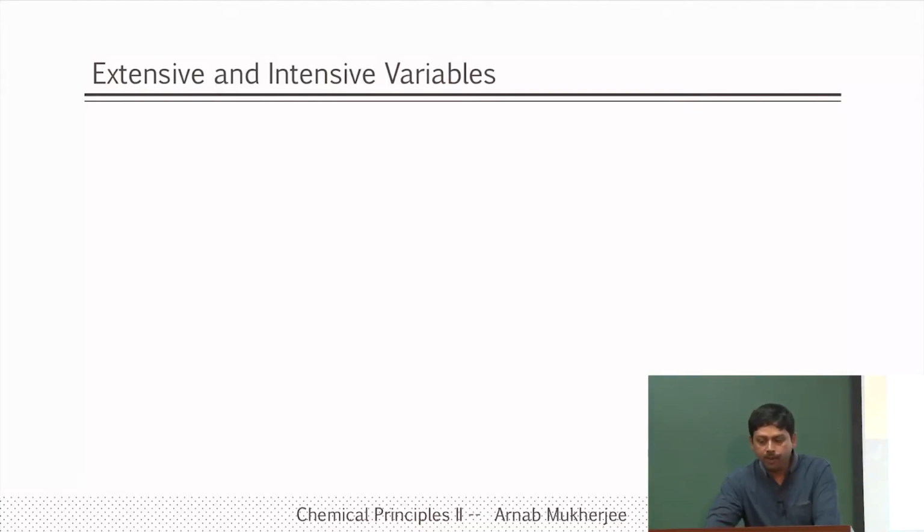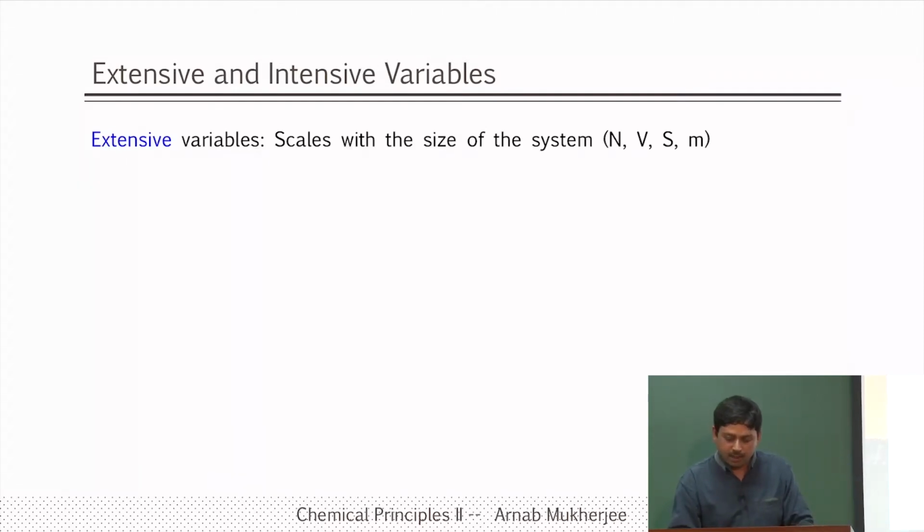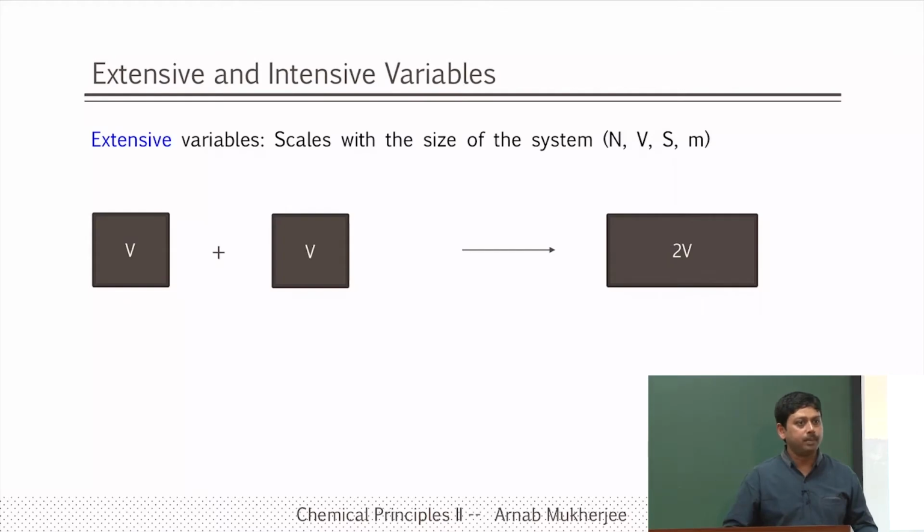Variables also can be of two different kinds. One is extensive variable, another is intensive variable. Extensive variables are something which scale with the size of the system. For example, number of molecules. If I take 1 liter and take another liter bottle of water, and then I add them together, it will become 2 liters. So that means volume is an extensive property because it scales with the size of the system. Number of molecules also: 1 mole plus 1 mole will become 2 moles.